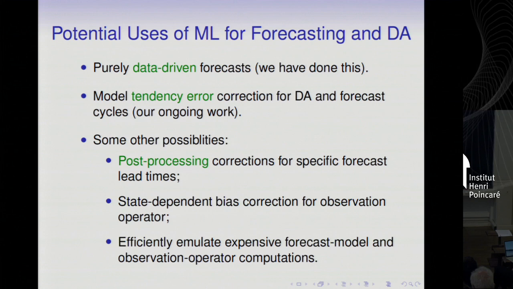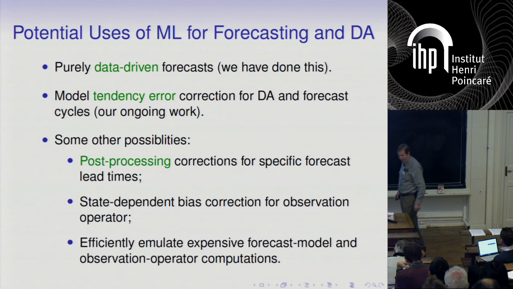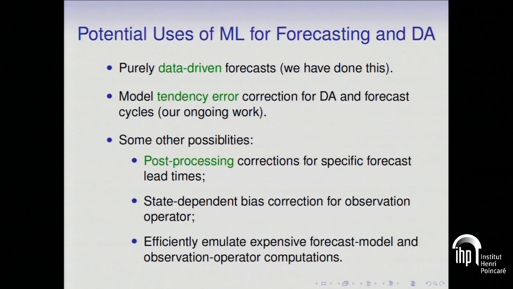These bottom bullets here are based on conversations with several of you the last couple of days, things that we might be doing but are not at this point. And so that includes sort of post-processing correction. That is, if you're interested in the 48-hour forecast, rather than try to correct the model tendency, the very short-term forecast, it may be better to do some sort of post-processing correction to the 48-hour model forecast. Probably it's best to do both, correct the tendencies and the post-process. We could be doing bias correction for observation operator.